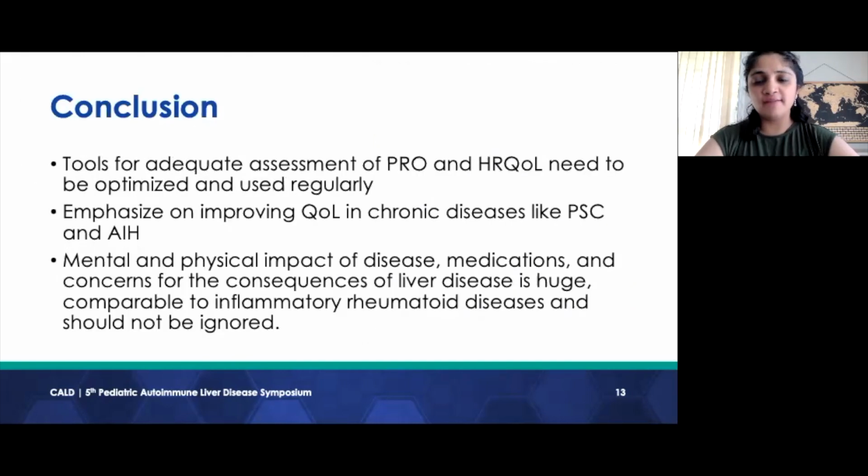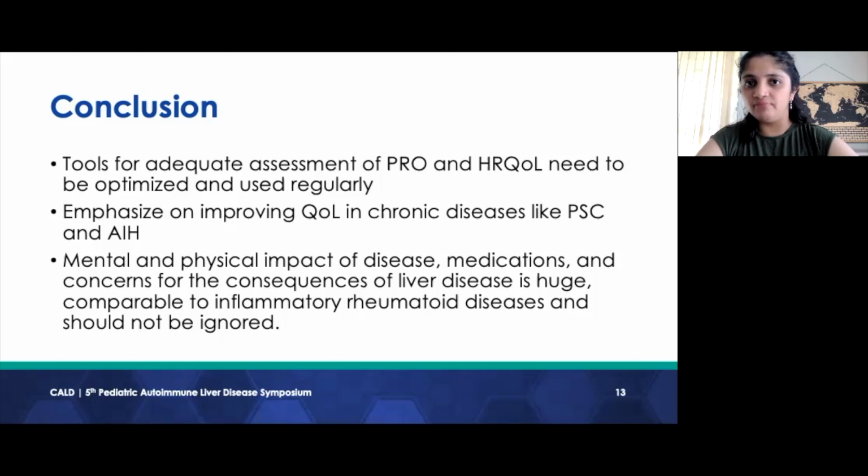To conclude, we definitely need more tools to assess patient-reported outcomes and health-related quality of life in these disease populations. We have to recognize that even though it is treatable, and even though we have been able to control them, and fewer patients with autoimmune hepatitis are requiring liver transplantation, it's still a chronic disease that they have to live with. And our therapy should include goals where we attain good quality of life for them as well.